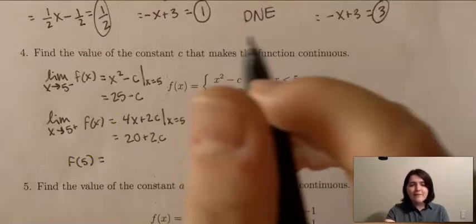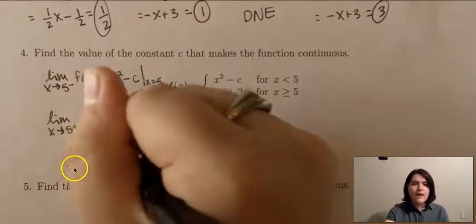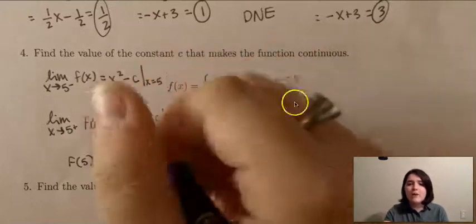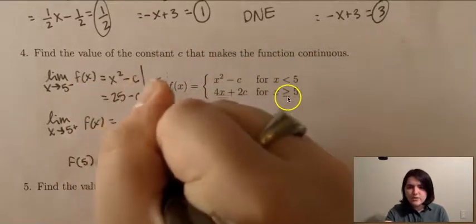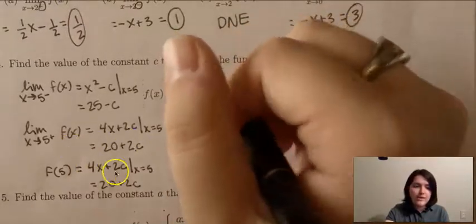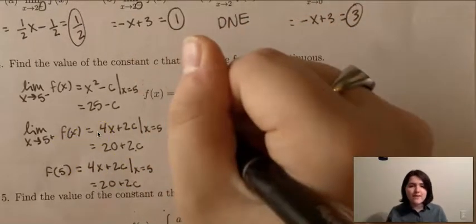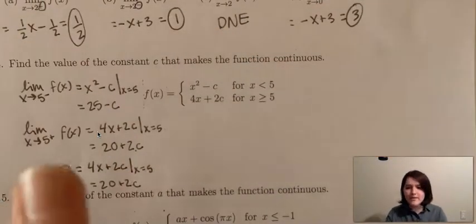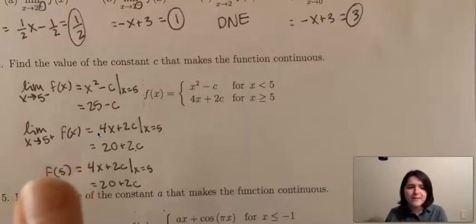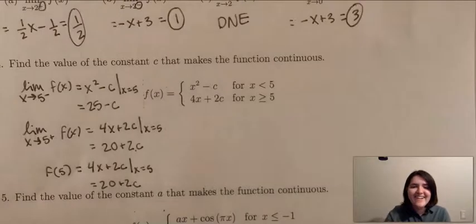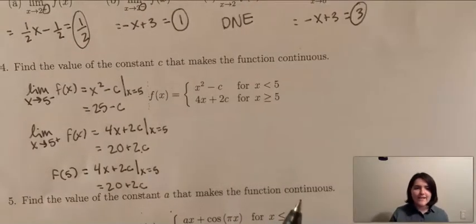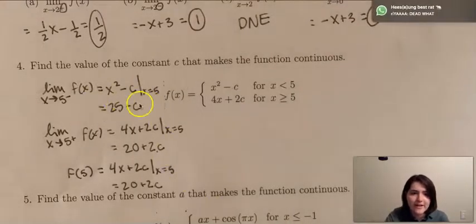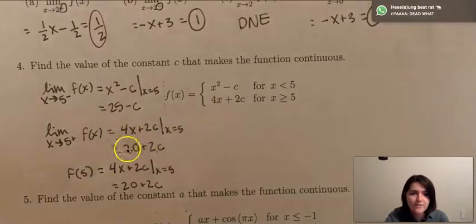Right here, we're writing the function itself. When we write just the function, we use the part of the piecewise that has the equal to. Since this part has the equal to, we use that, and that'll be the same as the left or right side. In this case, it's the right side. Because we know the left limit has to equal the right limit, we set this equal to this so that we can find c.